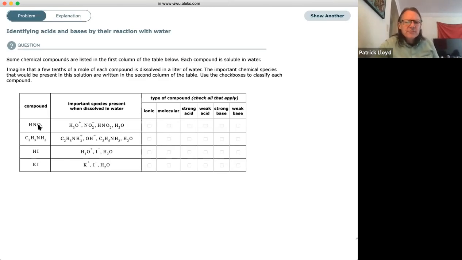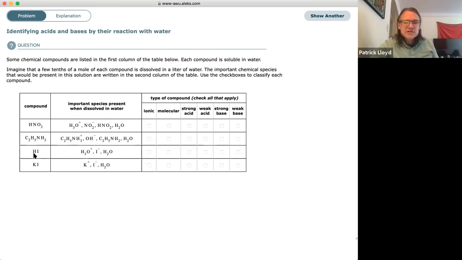So we did this one already. We did the HNO2. This one's ethylamine, right? C2H5NH2. So that's a molecular base. It's got that NH2 part. That's what you're looking for, the NH2 or NH3 that's in there. Again, they do tell you you've got the reacted form and you've got the unreacted form of the base. So if you have some of the unreacted form, that means it's weak. You do have some hydroxide in there, so it's a base. So that would be a weak base. And again, the nitrogen bases are considered molecular compounds.